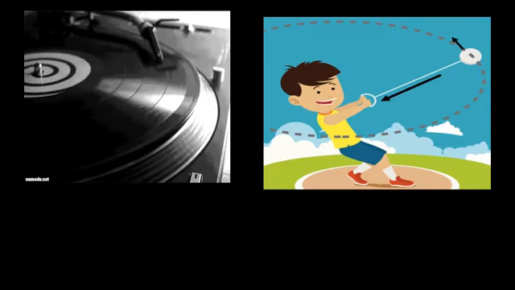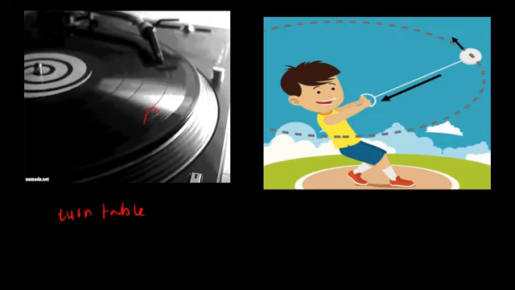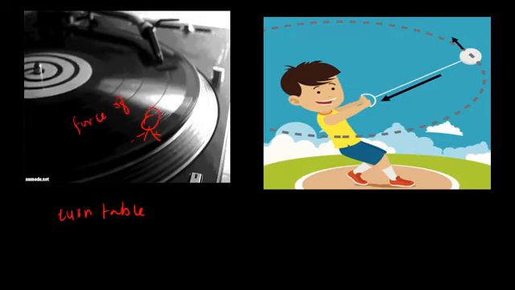So here you can see this is another example. This is the turntable. Suppose any object is sitting on this rotating turntable, then centripetal force in this case will be provided by the force of friction. So here, the force of friction between this object and the turntable is responsible for this object to move in a circular path on the rotating turntable.